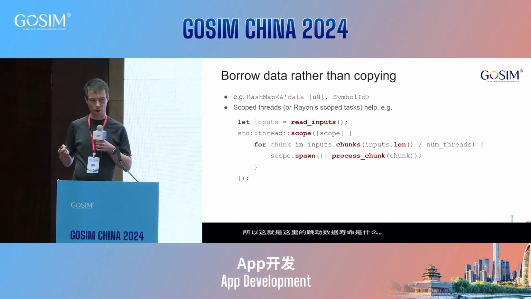So if you haven't come across scoped threads, I've got a small example here. The idea is we read some inputs into something, maybe that's a vector or something like that, and then we start a scope. And within that scope, we're free to borrow inputs. And within that scope, we can spawn threads. And so we split the input up into chunks, and then we spawn a thread for each of those chunks to process that chunk. And this allows us to borrow data across threads. So Wild makes extensive use of this via Rayon scoped threads.